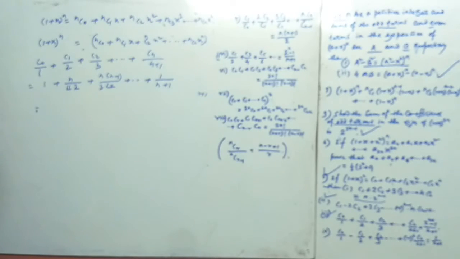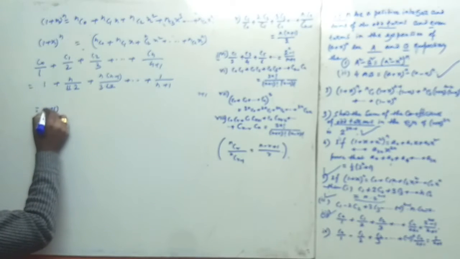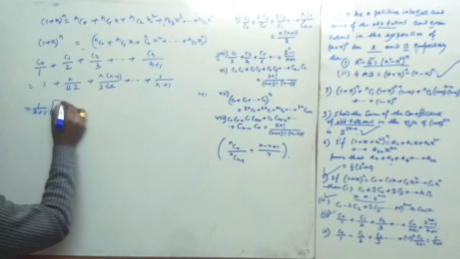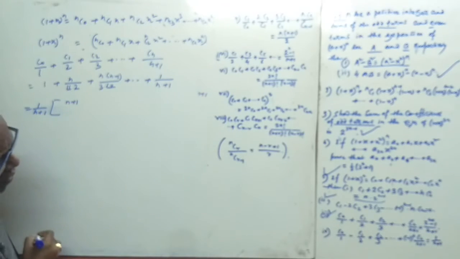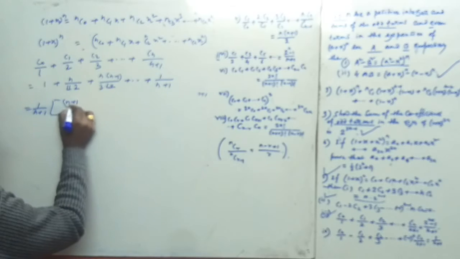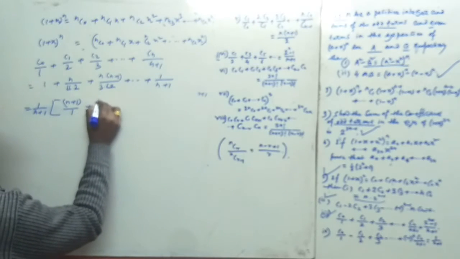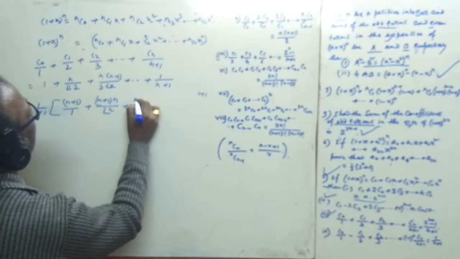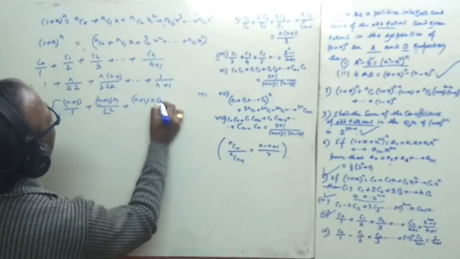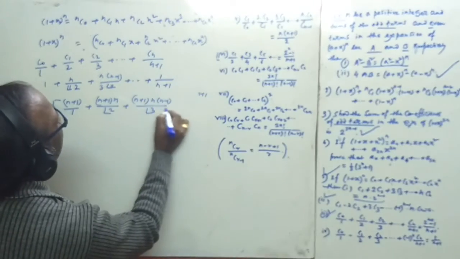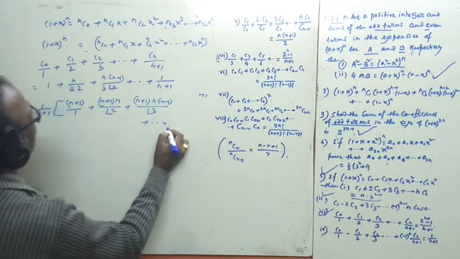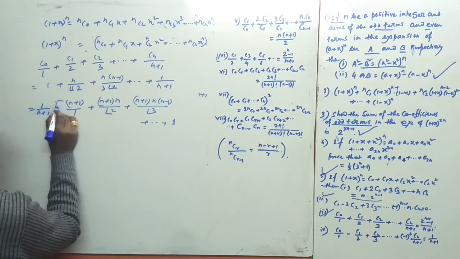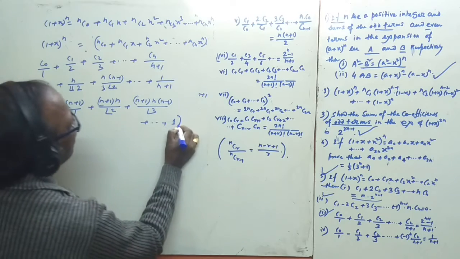Now we have taken the common 1 by n plus 1 here. And see, this is n plus 1 by 1, this is n plus 1, n by factorial 2, this is n plus 1, n minus 1 by factorial 3, okay, and this is 1. And now add 1 here and subtract 1 here.